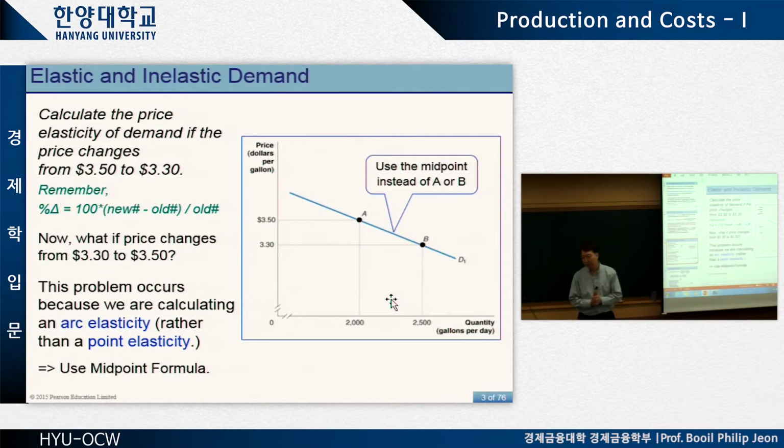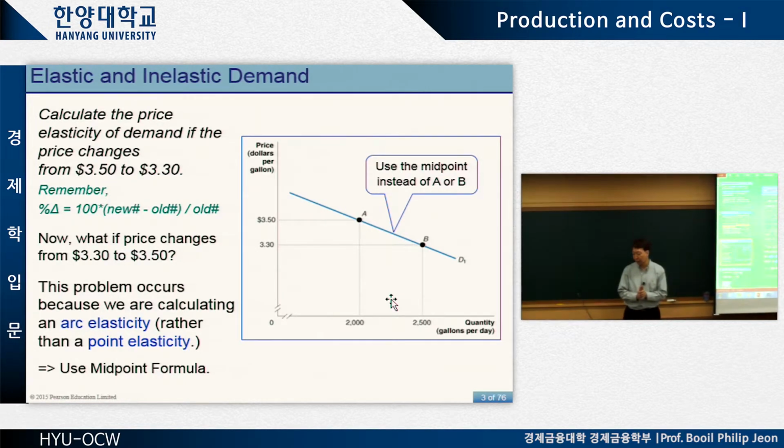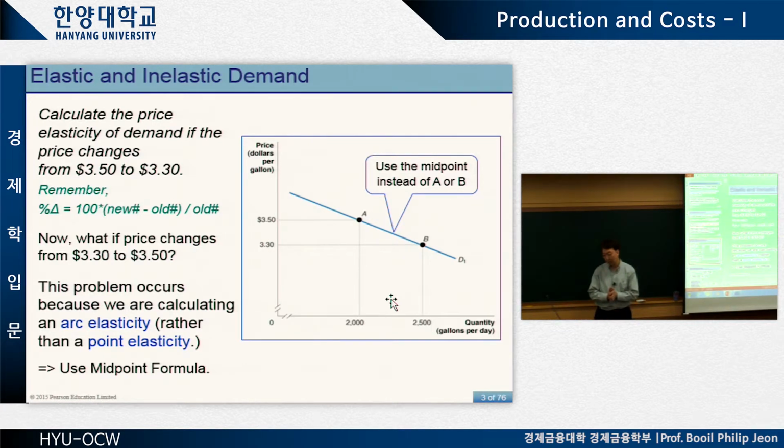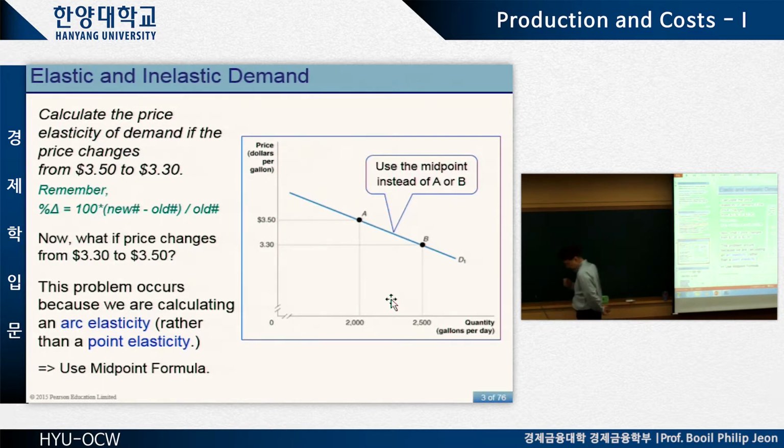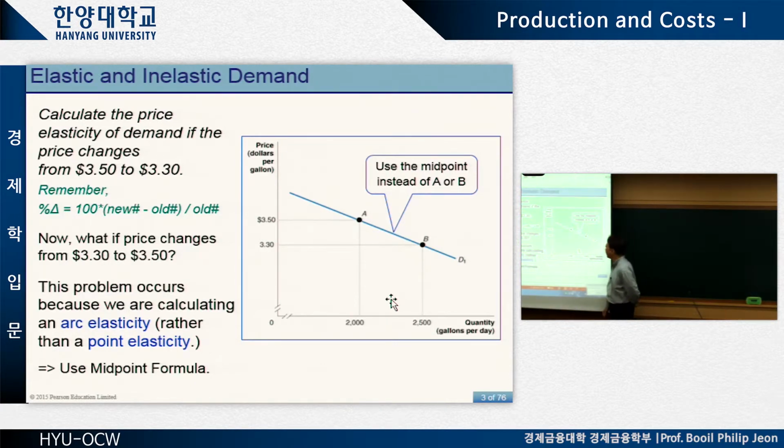Last class I explained the concept, which is a measurement of responsiveness of quantity demanded to a price change. Then we talked about how to calculate the price elasticity of demand, and based on the concept, we tried a couple of examples. But as we found out, when we use the calculation formula based on the concept, we had a problem.